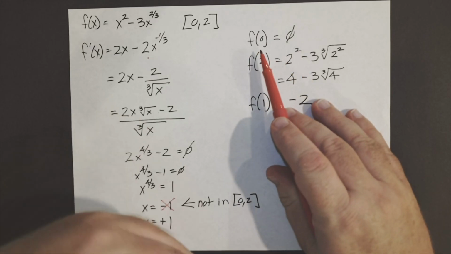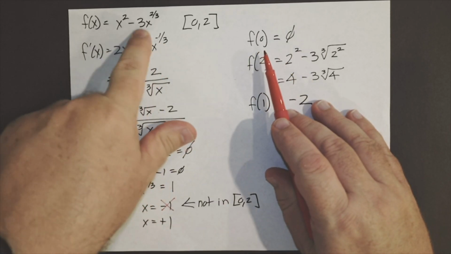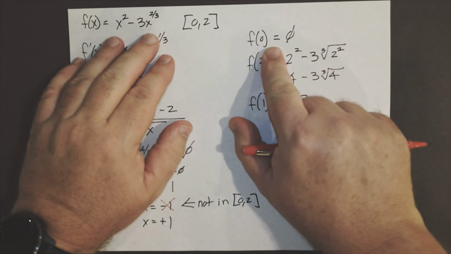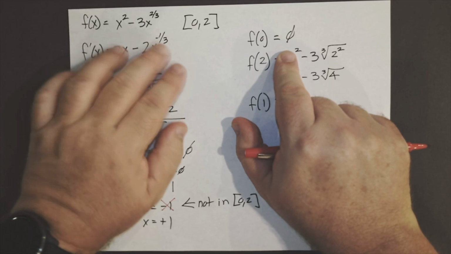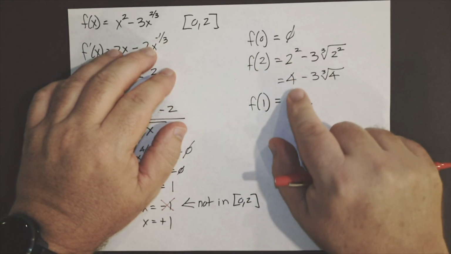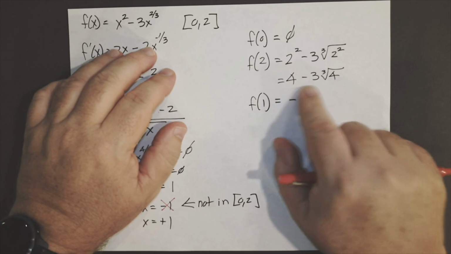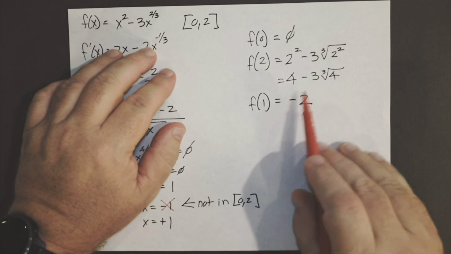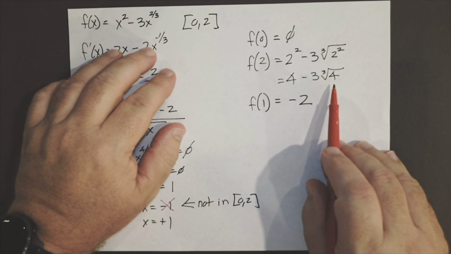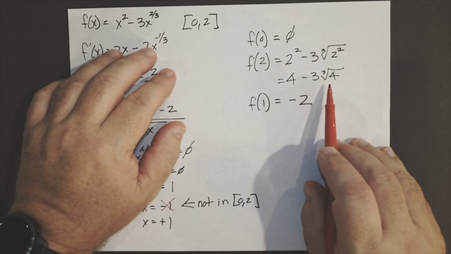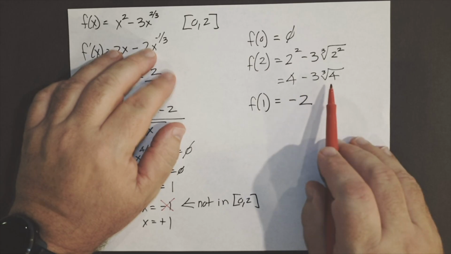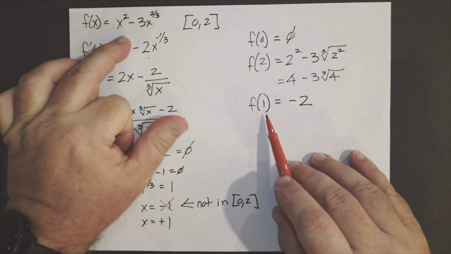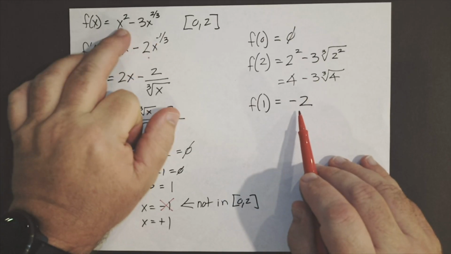So going back to the original equation, which is here. Remember, we're not looking at the slopes. We're looking at the values of the actual function. Plugging in 0, I get 0, obviously. Plugging in 2, 4 minus something weird here, some kind of decimal thing's going to go on there. And then, although cube root of 4, this is going to be some kind of a positive value here. And then at 1, this is negative 2, right? This is 1 minus 3.